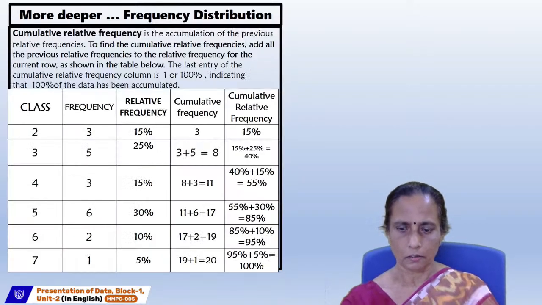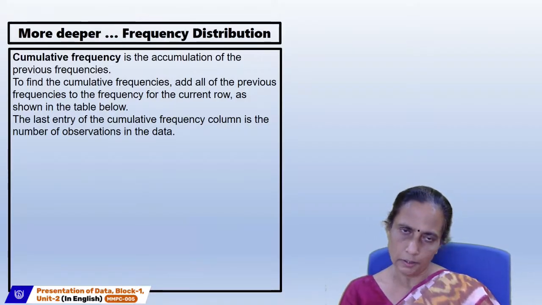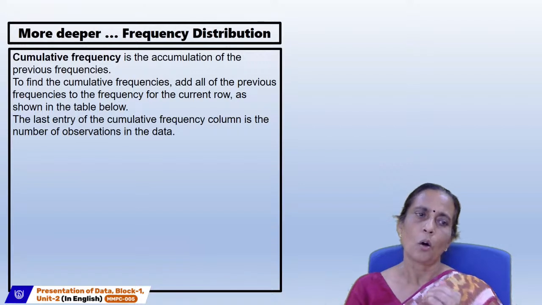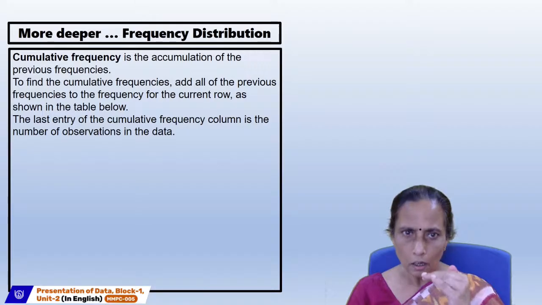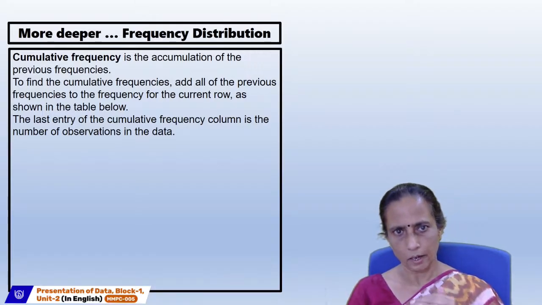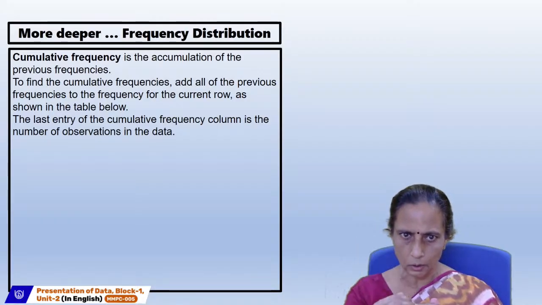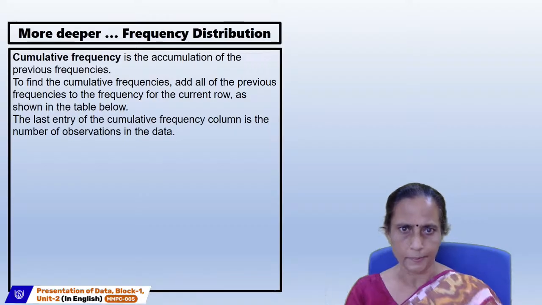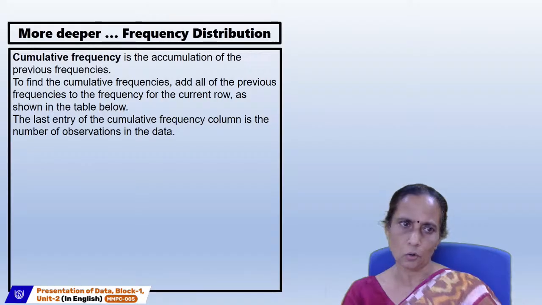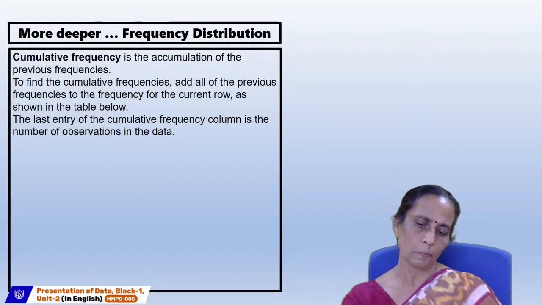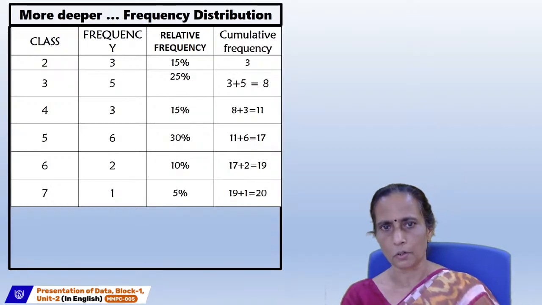So to find the cumulative frequency, you have to add all of the previous frequencies to the frequency of the current row. अभी जो रो आप देख रहे हो उससे पहले भी जितने फ्रीक्वेंसीज है तीनों को ऐड करने से आपका अभी का निकलेगा, as shown in the table. So the last entry of the cumulative frequency column is equal to the number of observations in the data. So that is 19 plus 1 is equal to 20.